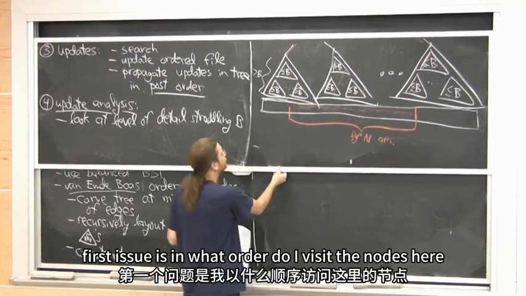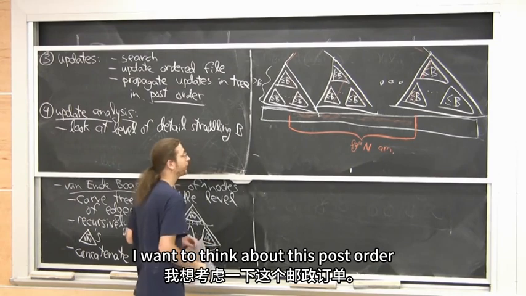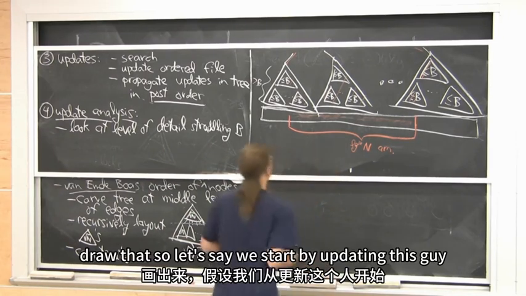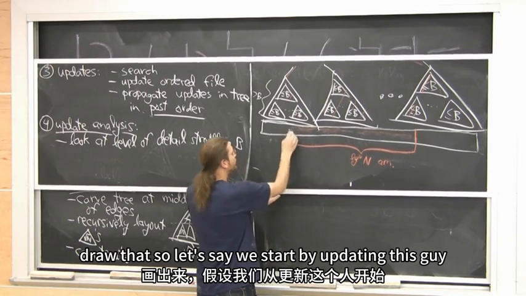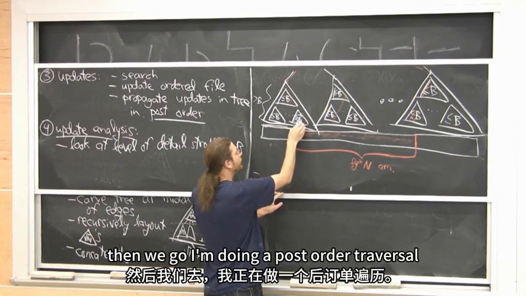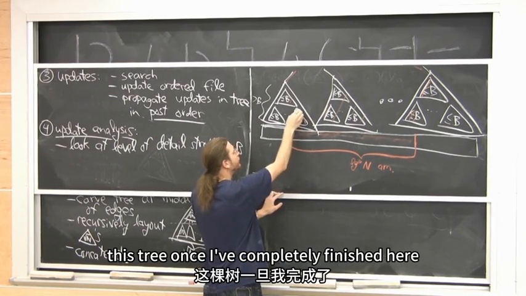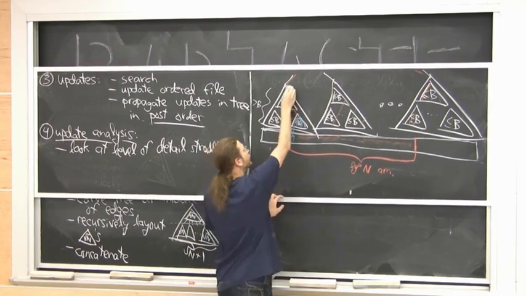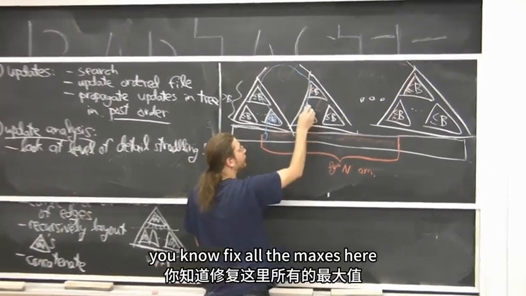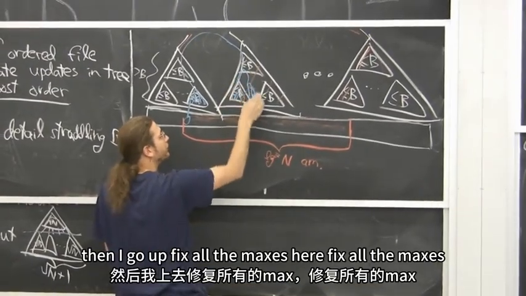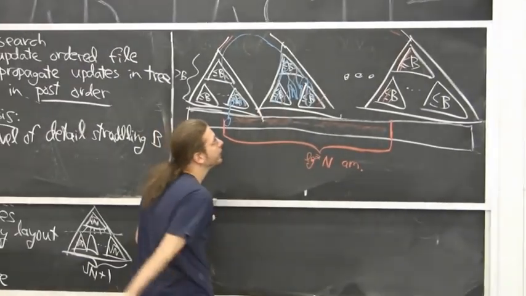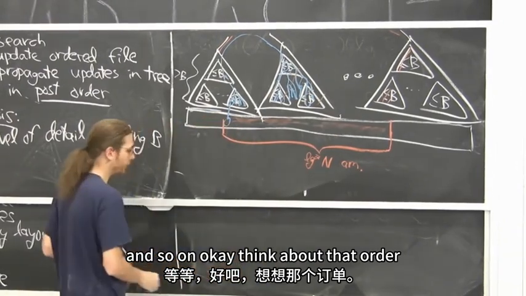Okay, first issue is, in what order do I visit the nodes here? I want to think about this post order. Okay, maybe I'll use another color. So let's say we start by updating this guy. We update this value. Then I'm doing a post order traversal of this tree. And once I've completely finished here, I can go up here, visit down this way, fix all the maxes here. Then I go up, fix all the maxes here, up, fix all the maxes. So when I come up, then I can fix the maxes up here, and so on.